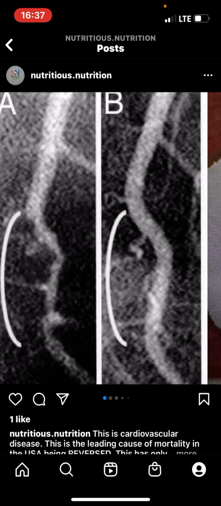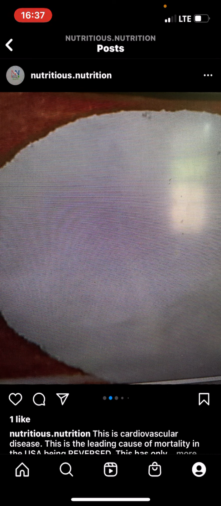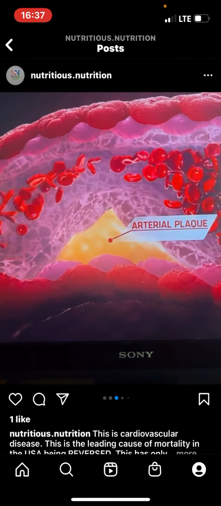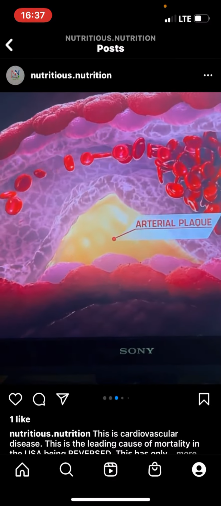If I slide to the next one here, this is a top-down view of that wide artery that is now healed. This is a cross-section, the top-down view, where there's no plaque. Nothing can break off and nothing can lodge in a narrowing. The only things going through here are blood cells, platelets, plasma, with no plaque buildup.